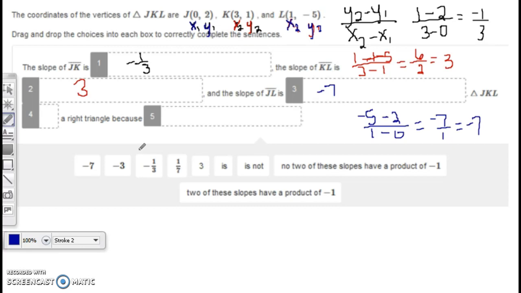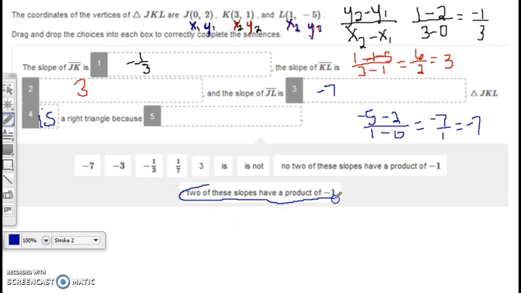In perpendicular, you change the sign and flip it. So negative 1/3 and 3, those actually are perpendicular. So it is a right triangle because two of the slopes have a product of negative 1.